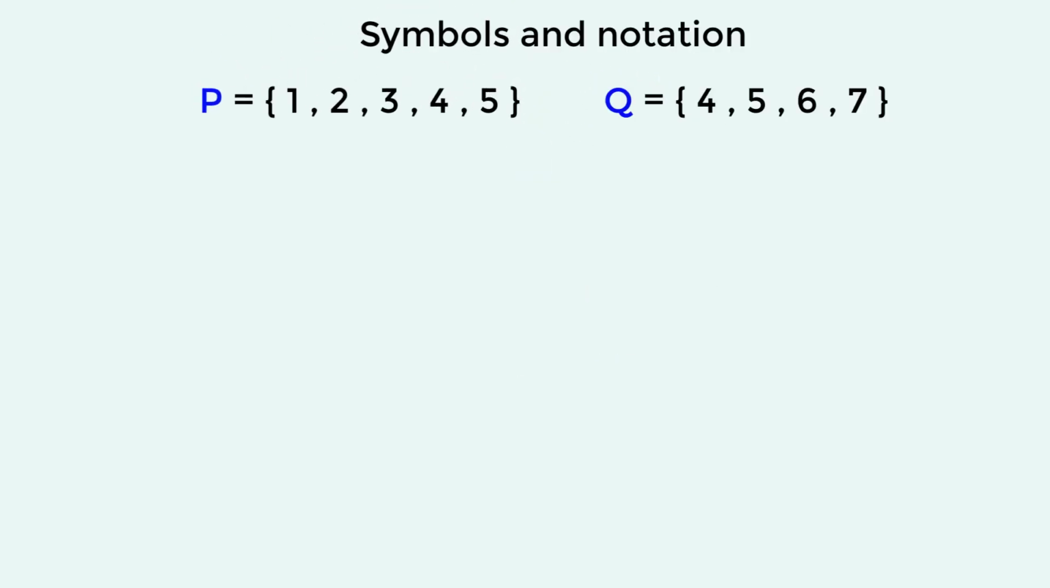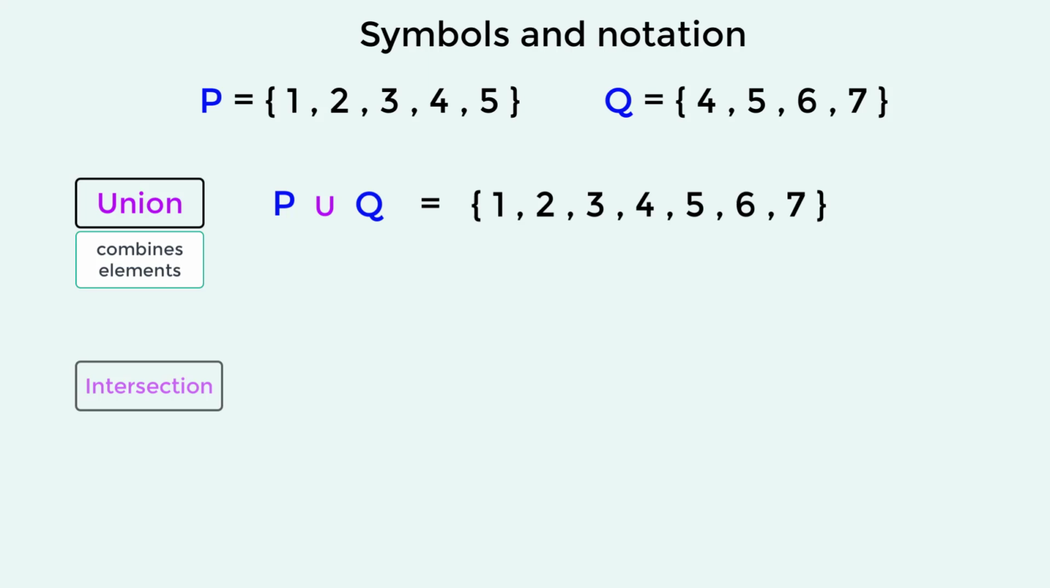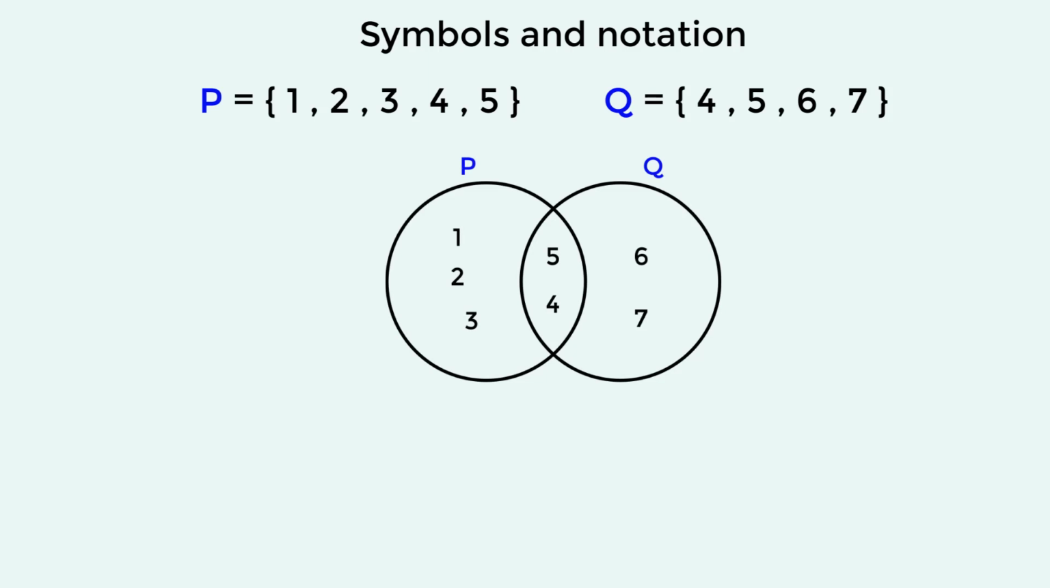Consider the two sets. The union of P and Q, written as, is the set containing all the elements of P and Q. The intersection of P and Q, written as, is the set containing all the elements common to both P and Q. Before we look at the next notation, let's represent P and Q using a diagram. Such a diagram is called a Venn diagram.